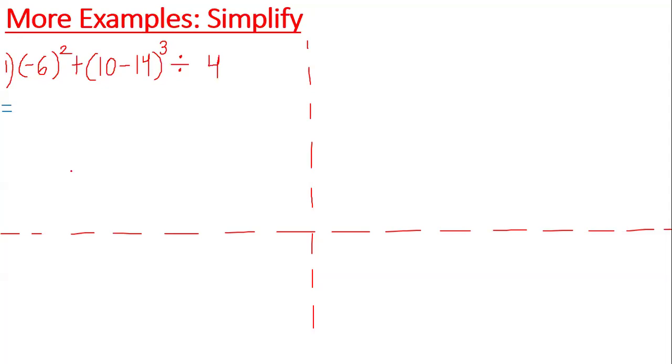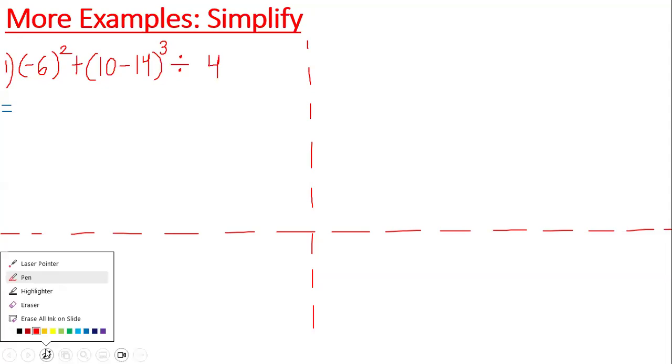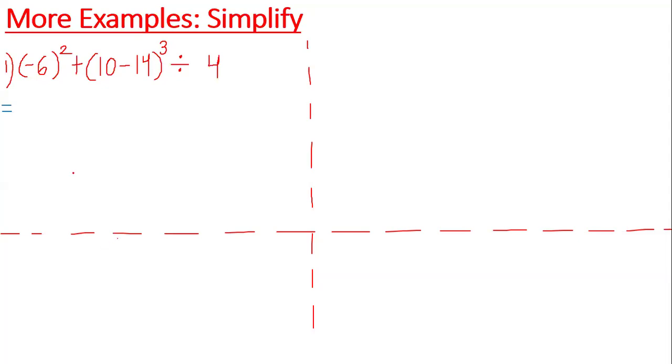Okay, so let's go ahead and answer it. First of all, we have to do the brackets first, right? So in the brackets, we have negative 6 squared, and we have 10 minus 14 cubed. So what is negative 6 squared? Negative 6 times negative 6. Negative 6 squared is positive 36.